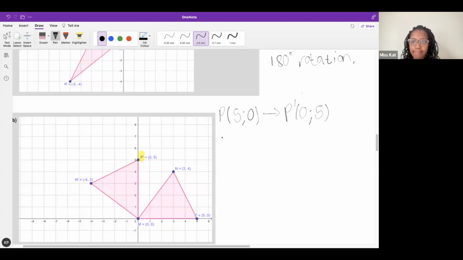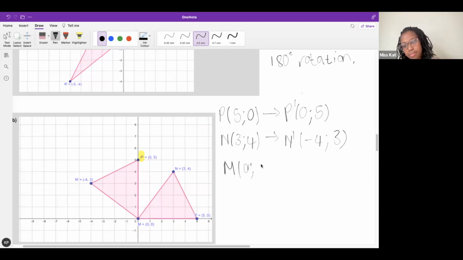K, N was (3, 4), and now it's (-4, 3). M was (0, 0) in both of them, so we actually can't even use M for the rotation. Okay, so it's the same thing.